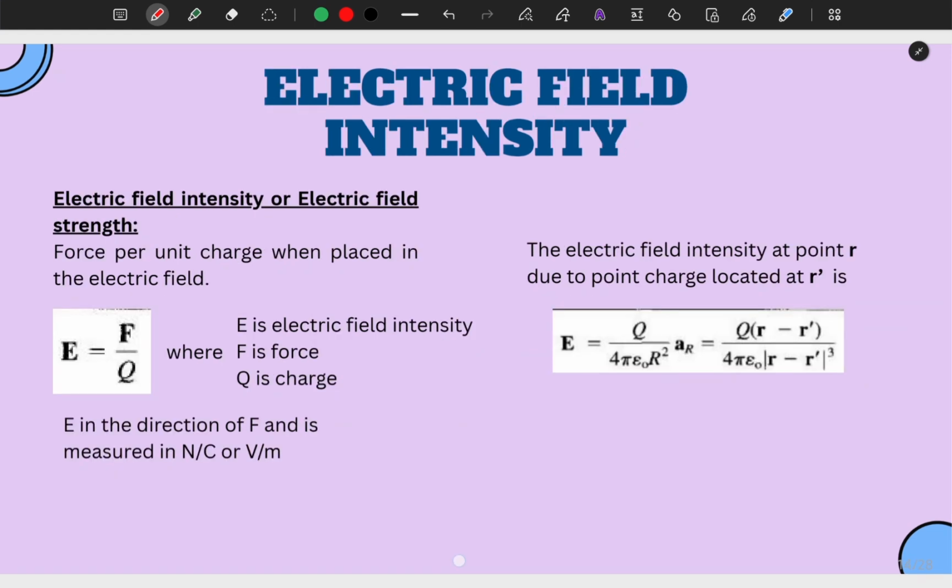Electric field intensity, also known as electric field strength, is defined as force per unit charge when placed in the electric field. This is the equation for electric field intensity, where E is the electric field intensity, F is force, and Q is charge. Electric field intensity is in the direction of F and is measured in Newton per Coulomb or volt per meter. And this is the electric field intensity at point R due to point charge located at R node.